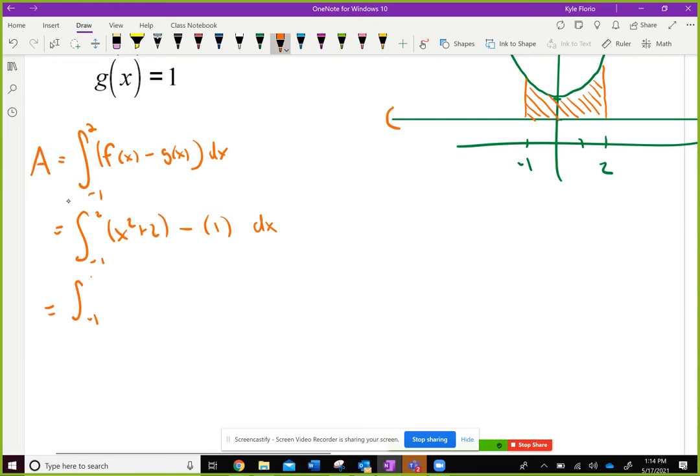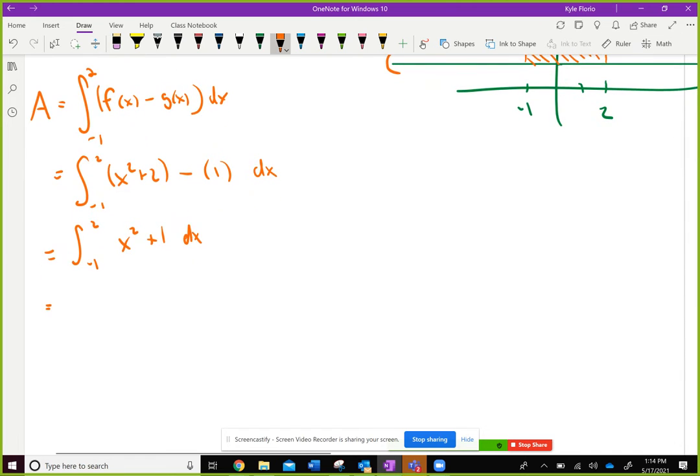So the integral of x squared plus 1 dx. So what's the antiderivative of this function? It's 1/3 x cubed plus x plus c. And when it's a definite integral, there's no plus c. So from -1 to 2.